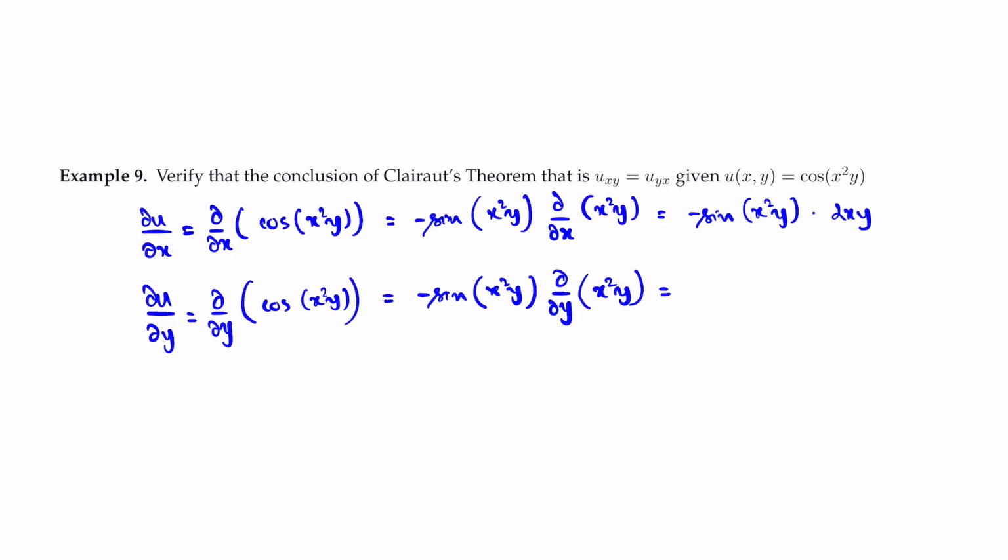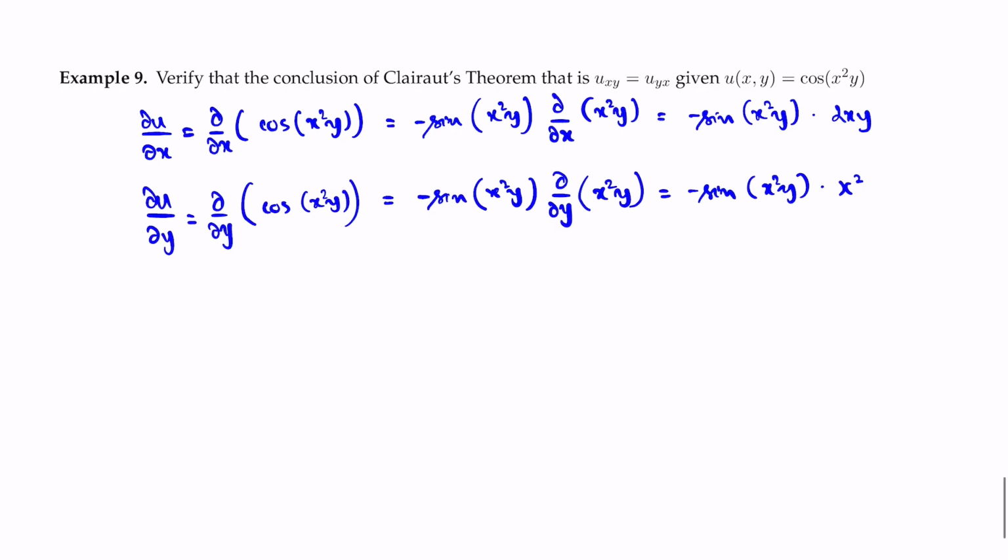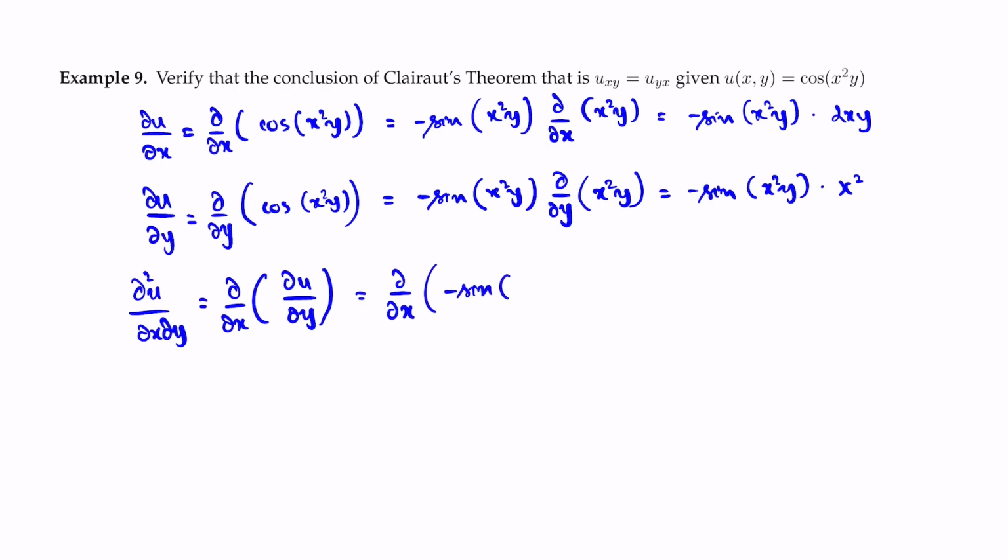But in this context, x is a constant. And you get negative sine of x squared y times x squared. We're going to move on to finding the mixed partial derivatives. You do partial square u, partial x, partial y, or this is partial x of partial u, partial y, and partial x of negative sine of x squared y times x squared.